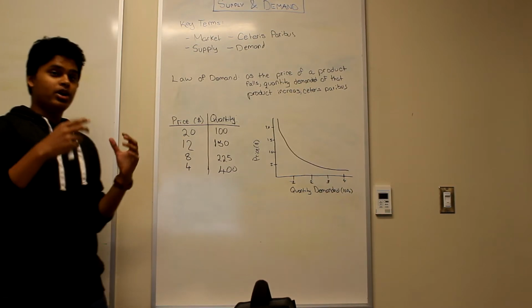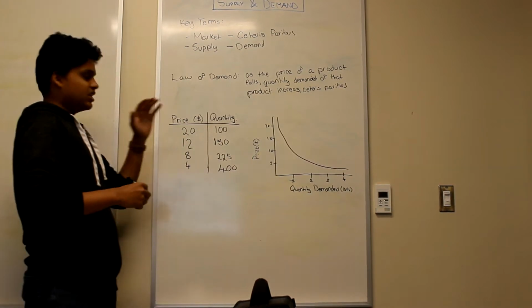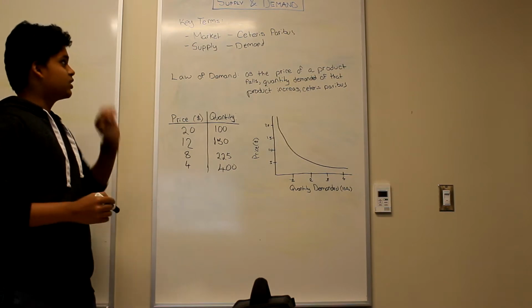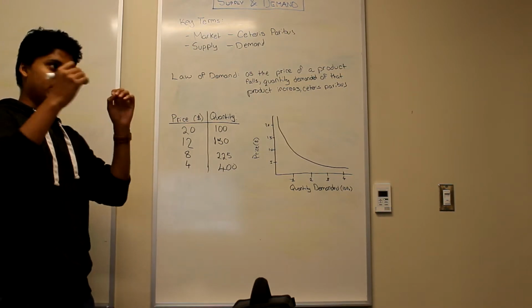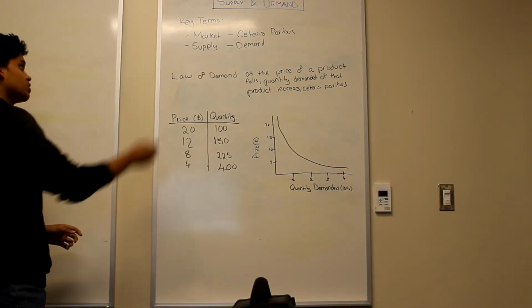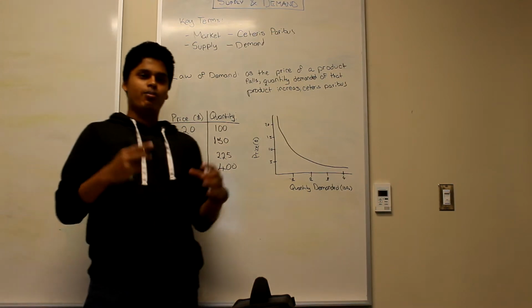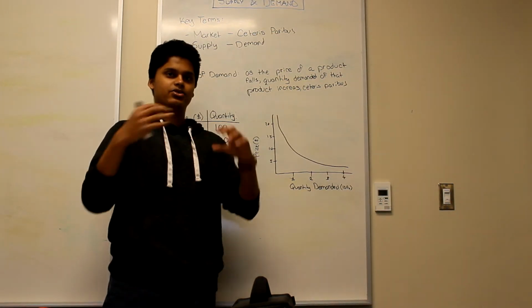So in this episode, we're going to talk about supply and demand. And in this concept, there are 4 key terms that you need to understand in order to really comprehend supply and demand. The first one is a market. A market is where buyers and sellers come together to complete a transaction.